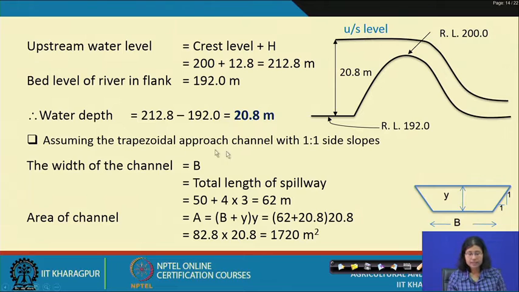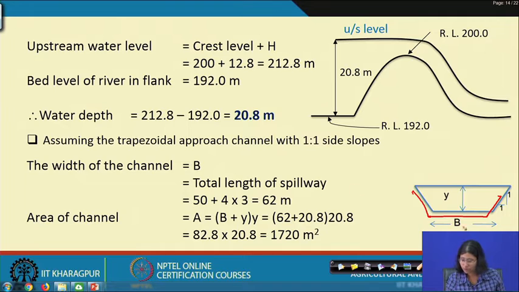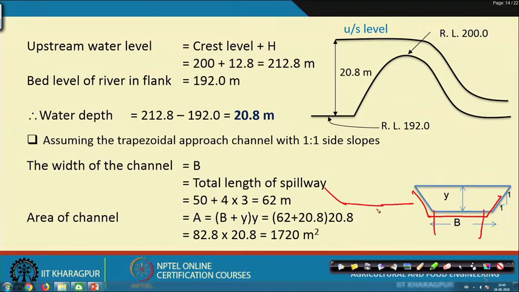Now, we assume that the channel has a 1:1 side slope. The width of the channel B is the total length of the spillway, that is 50 meter, and since we assumed it as trapezoidal, it is 50 plus 4 into 3. So with the 1:1 slope, it is the total width of the channel, if we assume it as a plane trapezoidal channel. So we have this 50 meter and 1:1 slope. We calculate this as 50 plus 4 into 3, 62 meter.